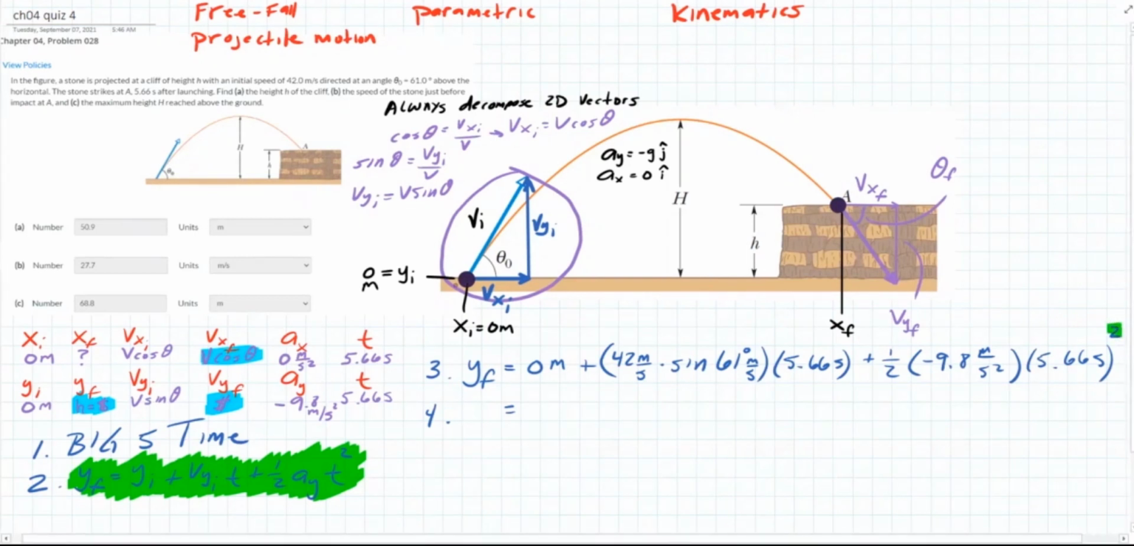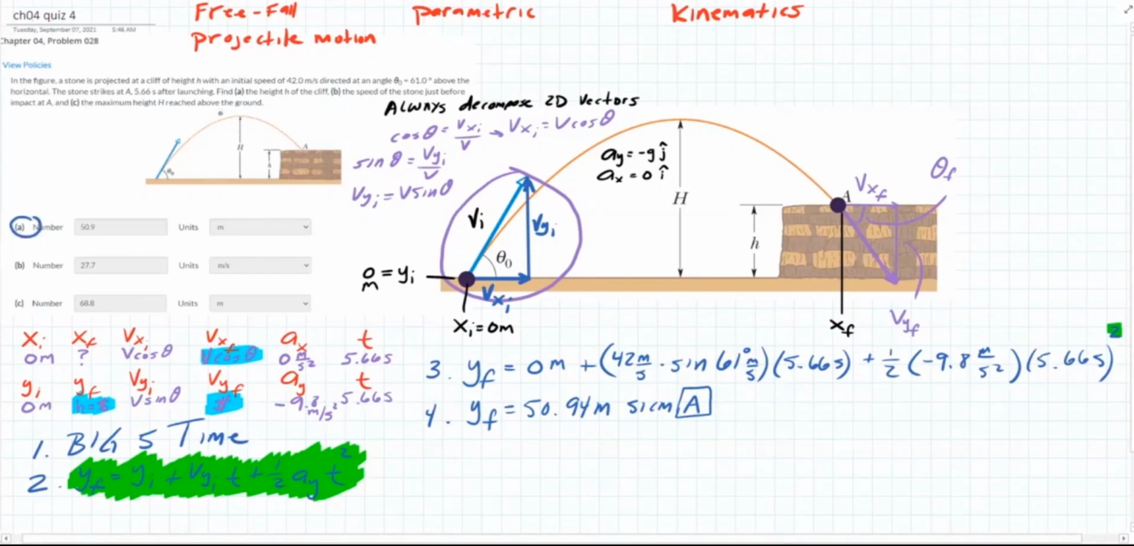All right, so I get Y final equals 50.94 and some change meters. Store in calculator memory location A, just because you never know. Store alpha A. That's the answer to part A.